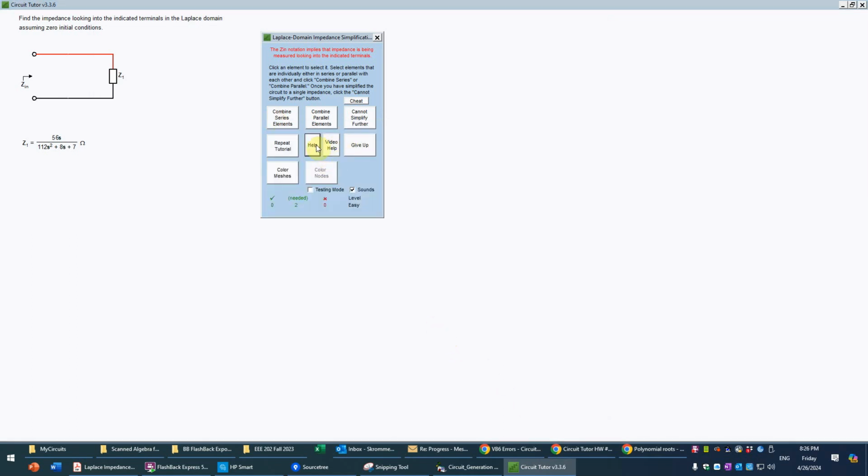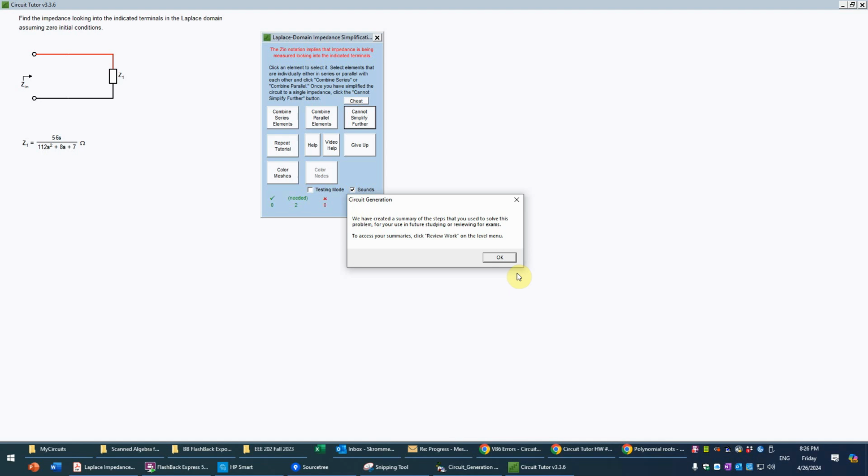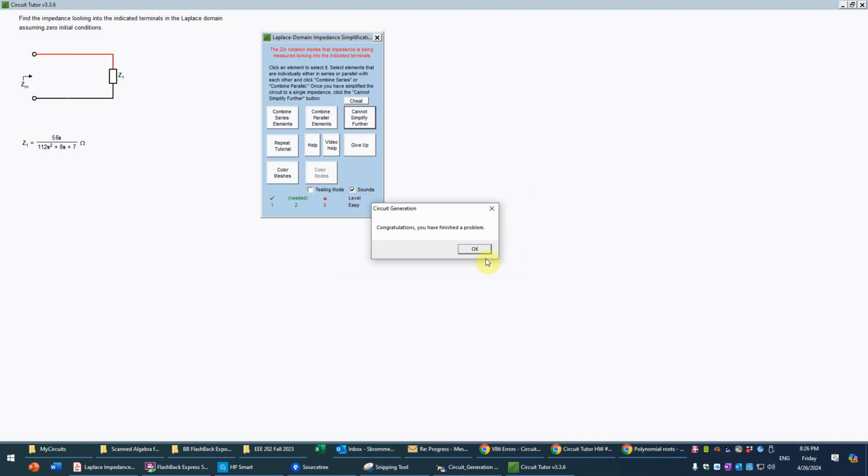There's also, of course, the video help, which you're watching now, and you can give up at any point, again, for no penalty. And if you need help finding series and parallel elements, you can color the meshes or the nodes here. So we're done. And it did create a transcript here. And we can use that if we need to review or to study.